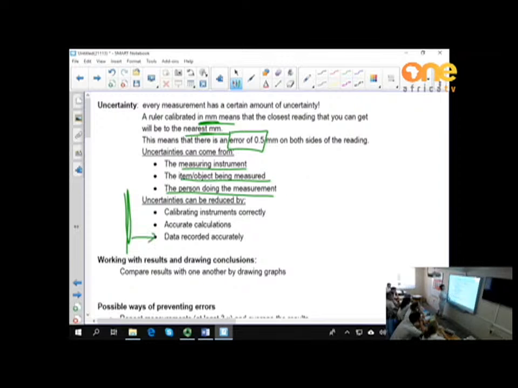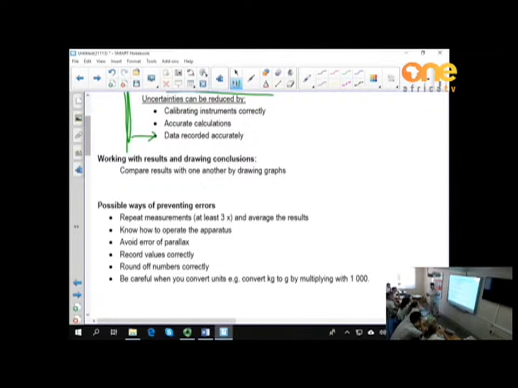And then your data must be recorded accurately. Now, that one sounds stupid, but when you start getting tired and your concentration sort of lags, then very often, instead of writing down a reading of 3.25, we go and write down a reading of 5.23. Do you understand? Okay, it's just human error. It usually happens when you start getting tired or working under pressure, or something is upsetting you and you can't concentrate. Okay, so working with results and drawing conclusions, we can compare results with one another, usually by drawing graphs.